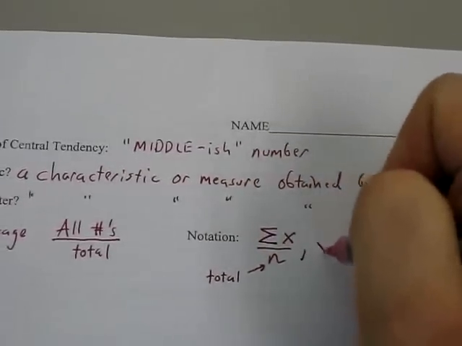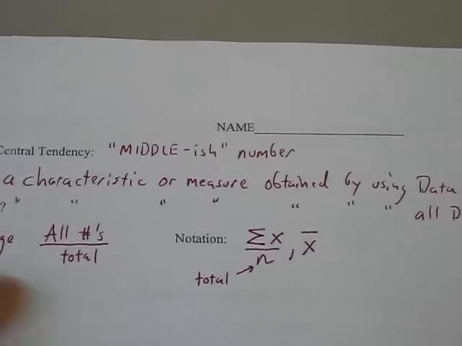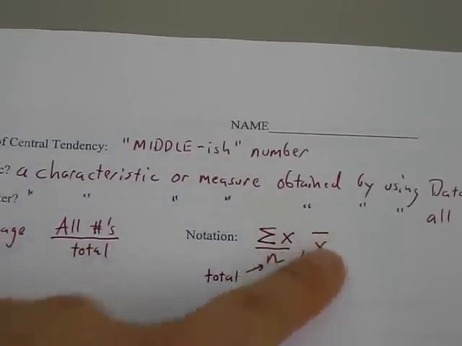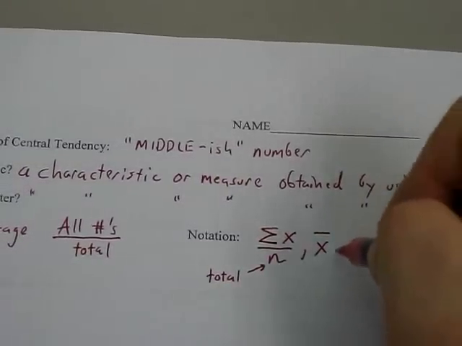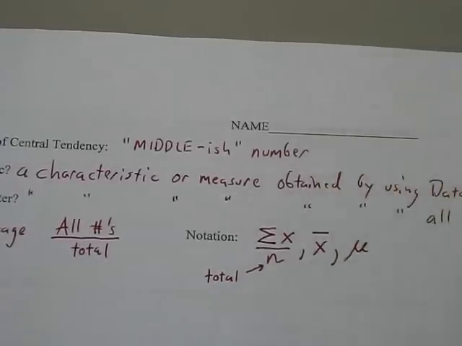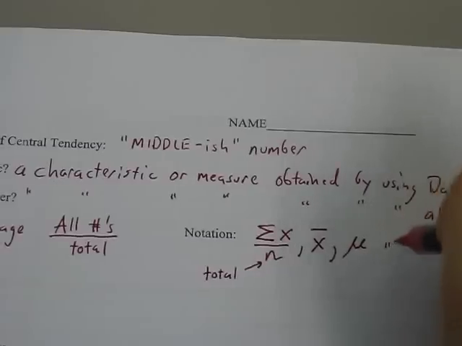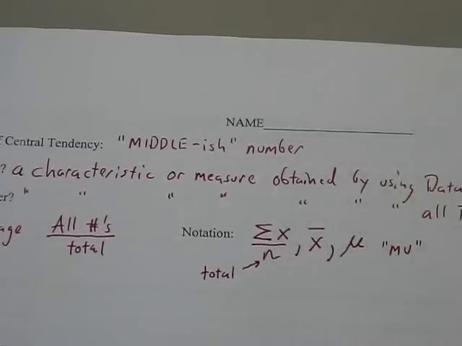And this will be another way to talk about averages. Averages, X bar, for example, is a way to say average. And if you want to talk about population, you can use the Greek letter mu. And mu is when you do the average of a population sample.